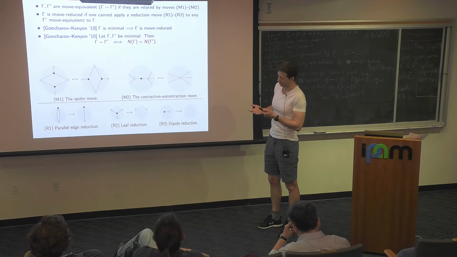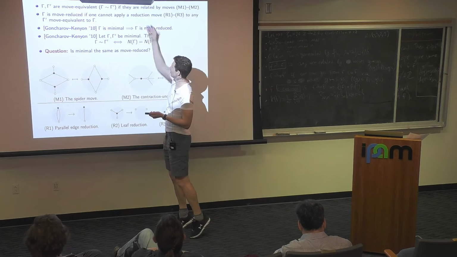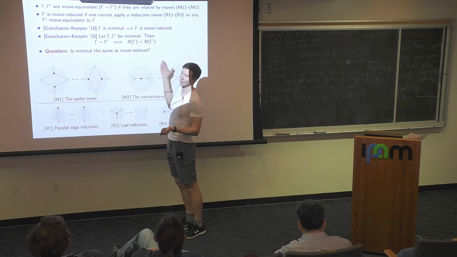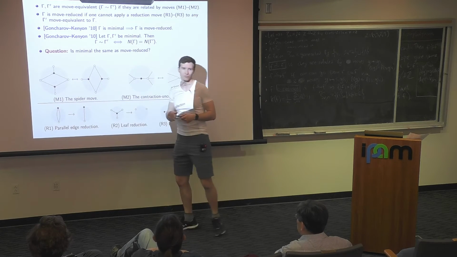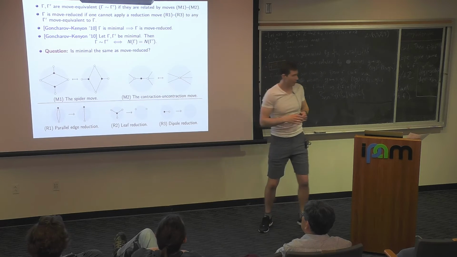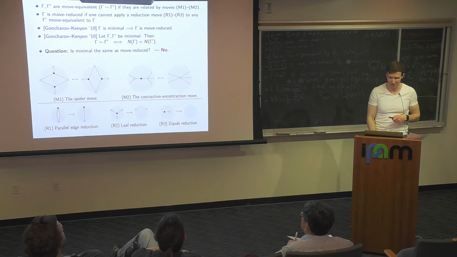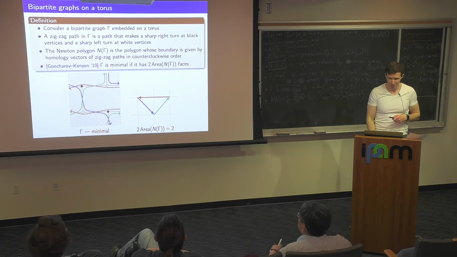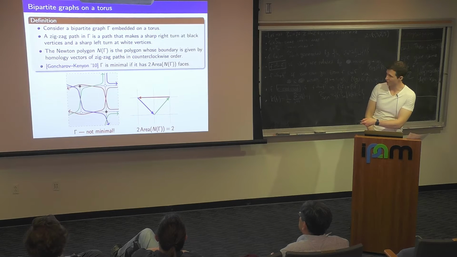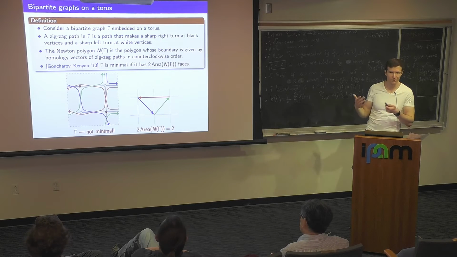But the question is, I gave a definition of move reduced. Is minimal the same as move reduced or not? Like, is the converse of this implication true? Well, the answer turns out to be no. These are different objects, and so one way to see it: this graph here is minimal, but this graph is not minimal, but is move reduced.